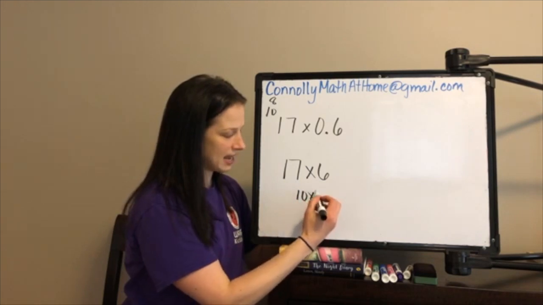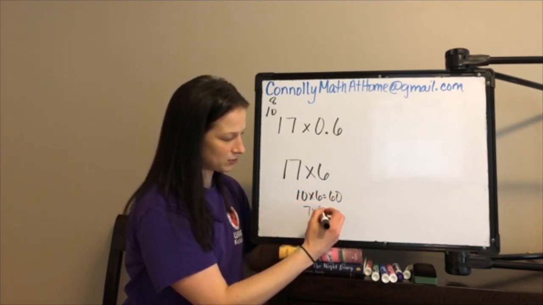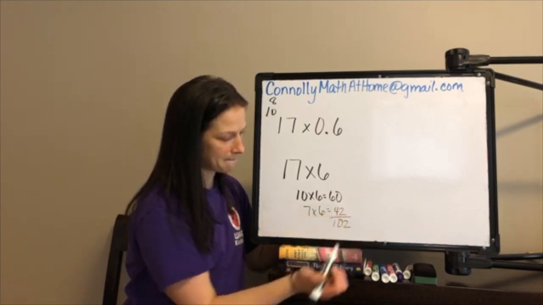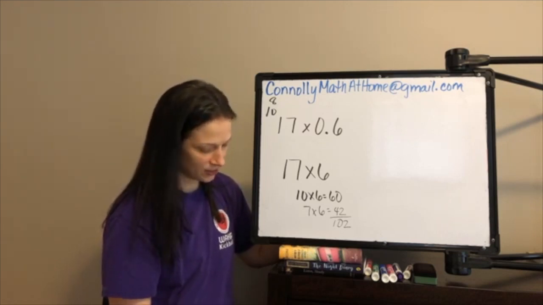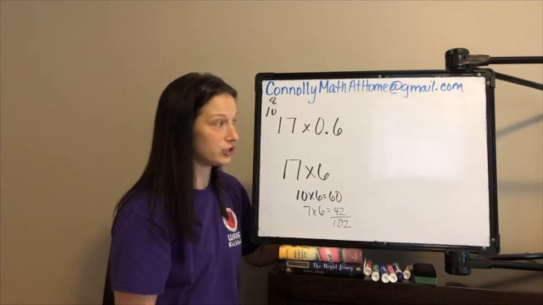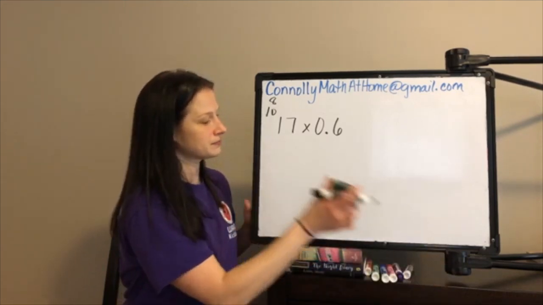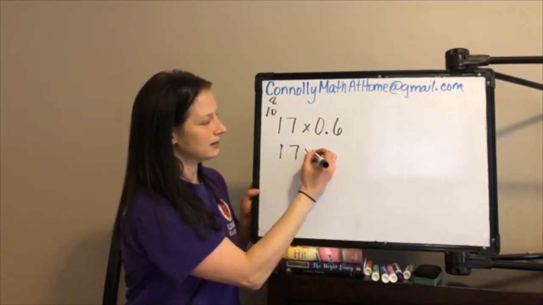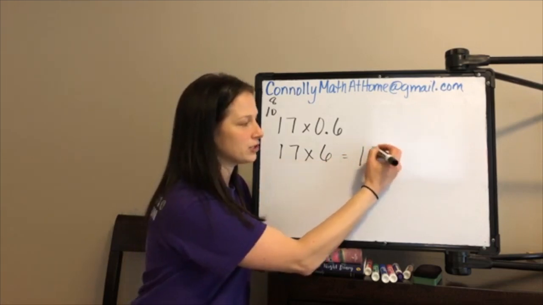So I'm going to think about 10 times 6, which is 60. I'm going to think about 7 times 6, which is 42. And some of you might be doing this up in your brain. Okay? So when I add these together, I get 102. So I know that 17 times 6, the whole number 6, is 102.